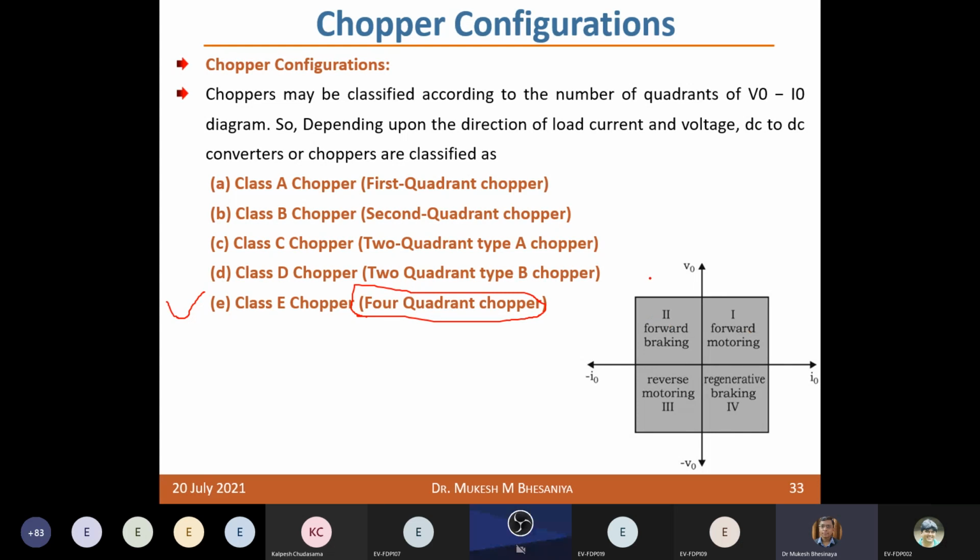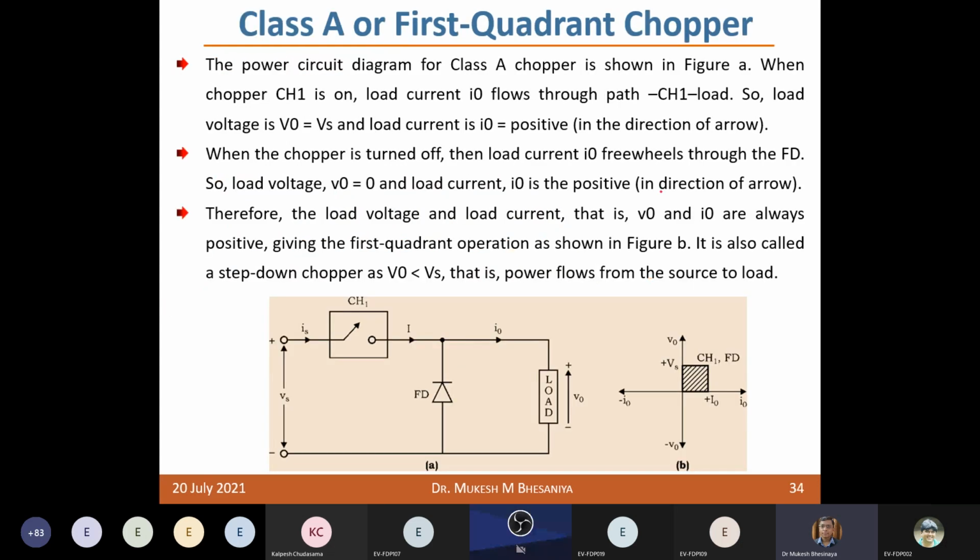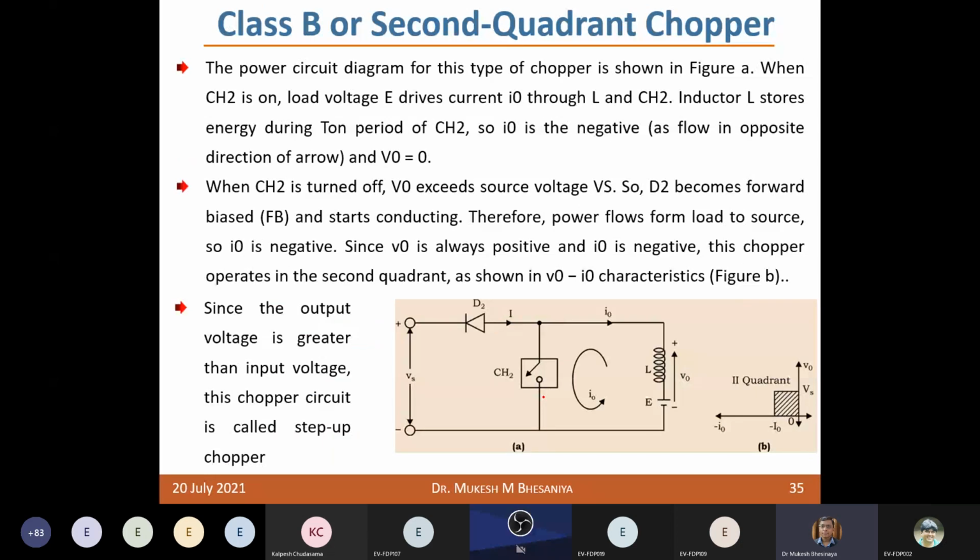Okay, so based on that, the polarity will change. This is what I already explained. It's a first quadrant chopper, also known as a step down chopper. The power will be transferred. It will operate only in one quadrant, and by operating this switch 1, you can control the output voltage. This is also known as a step down chopper, and your output voltage will always be less than the input voltage.